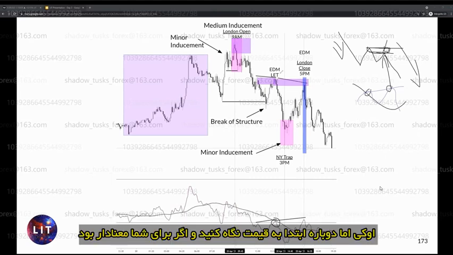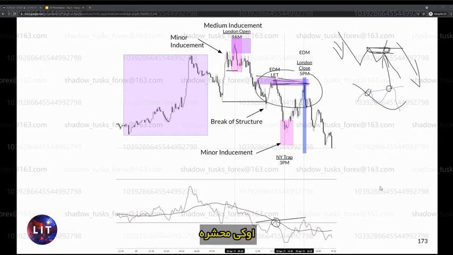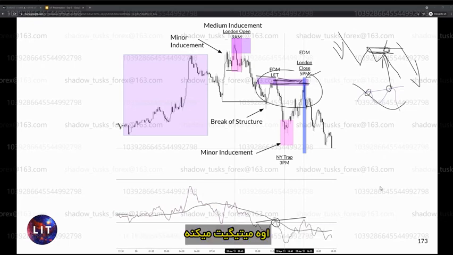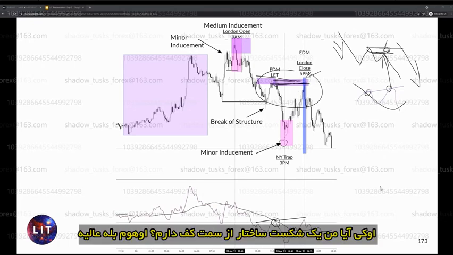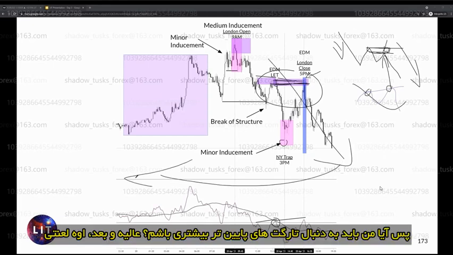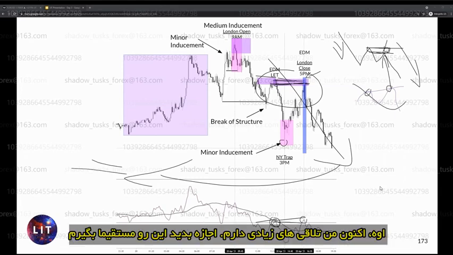Okay, but again, look at price first, and if it makes sense, oh yeah, I have an imbalance here. Okay, awesome. I have London close here. Awesome. So what should London close do? Oh, mitigate. Okay, what else? Do I have a break of structure on the low side? Yeah, awesome. So should I look for more downside action? Awesome. Should I look to target lower? Awesome. And then, oh shit, it's also an EDM. Oh, I have so many confluences now. Let me take this trade.